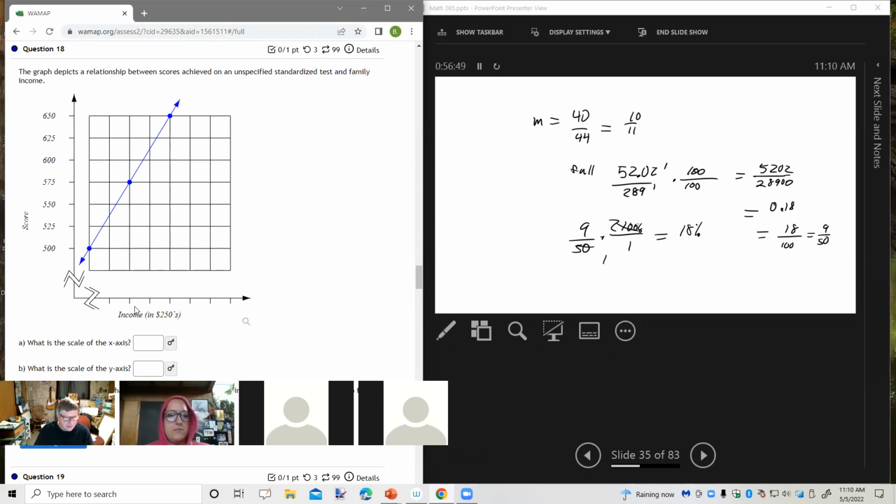This scale down here, income is in $250. So each one of these little hash marks represents $250. Each one of these hash marks represents what? 25, a score of 25 from 500 to 525. So what is the scale on the x-axis? You'd say 250s, okay? What is the scale on the y-axis would be 25s.